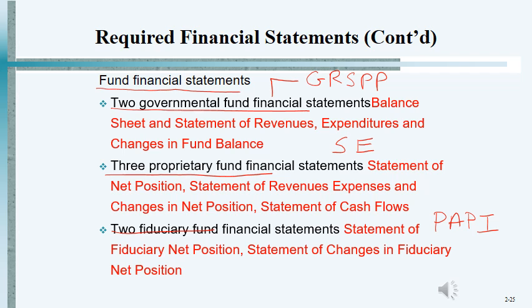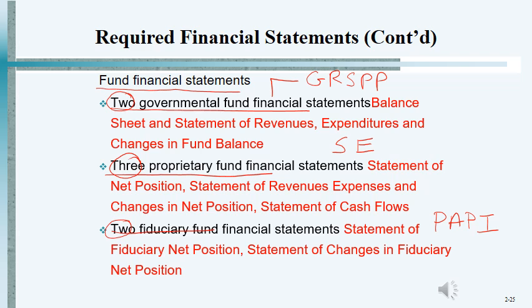Okay, and so notice that our governmental funds and our fiduciary funds each prepare 2 financial statements. The proprietary funds produce 3 financial statements. The fiduciary 2, proprietary 3, governmental 2. Okay, and we're just looking at the names of the statements here.